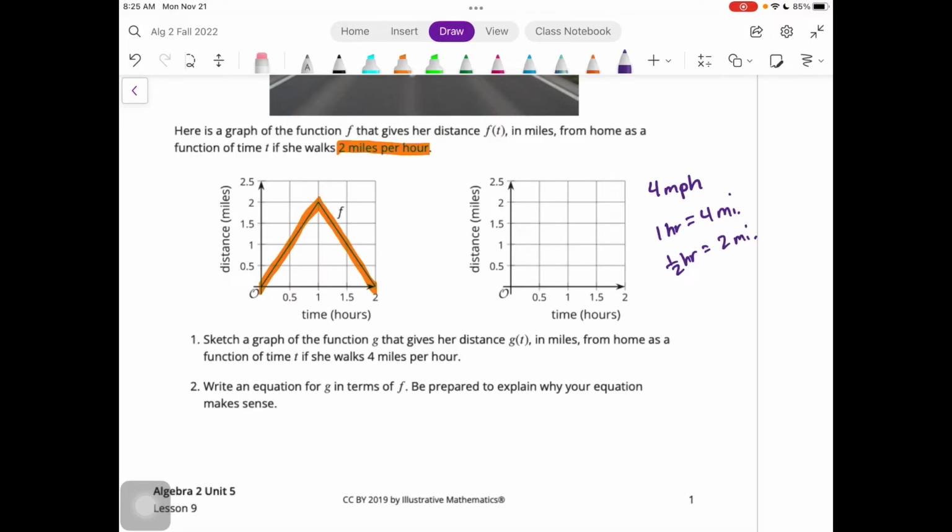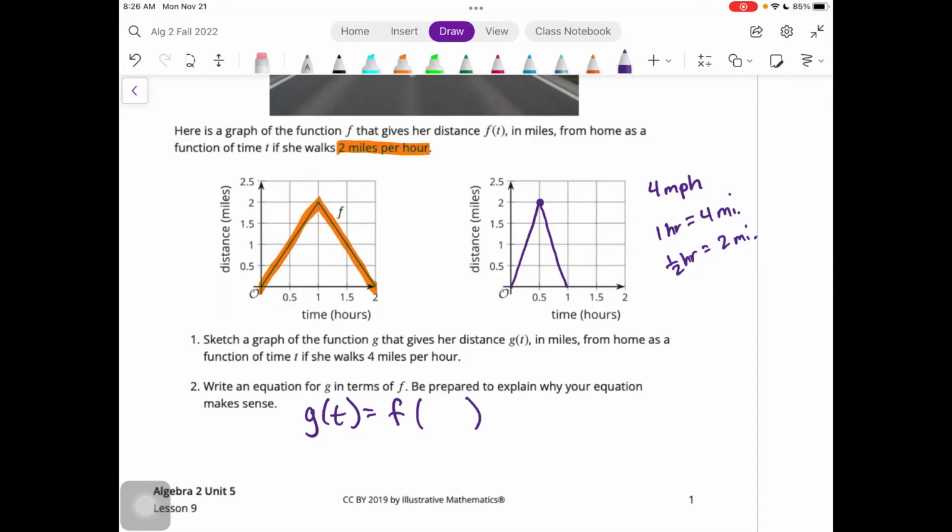And so it's going to take her a half an hour to get to 2 miles, and because she's still walking the same distance, it's just that her speed changed. So she's not actually walking 4 miles away from her house. She's only walking 2 miles away from her house, but it's taking her half the time to get there. So we're going to write an equation for g in terms of f. So g of t is equal to f of what?